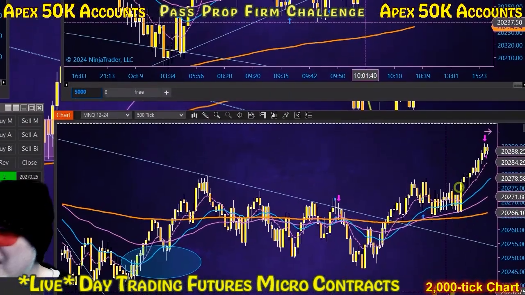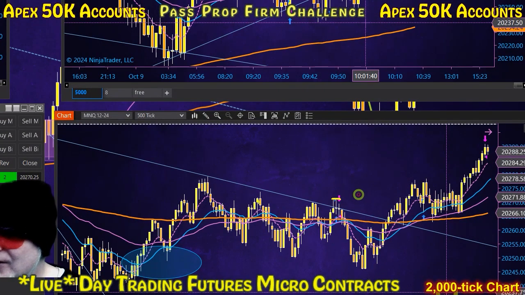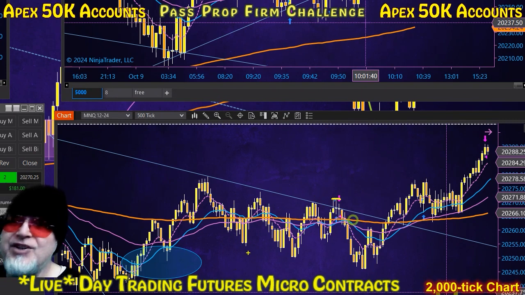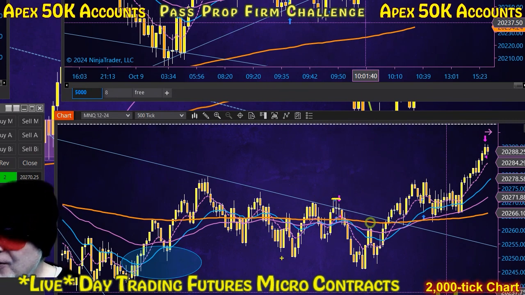Here's a bad trade. Why'd I take this in a range? It's ranging at the top part of the range. It came back down. I stopped out really quickly, and we lost that one.